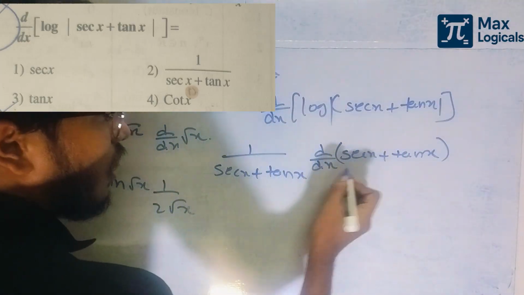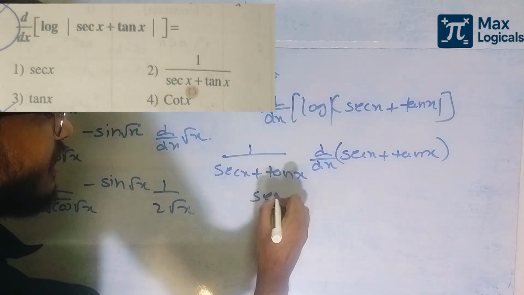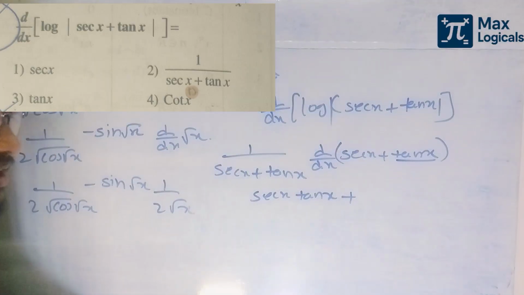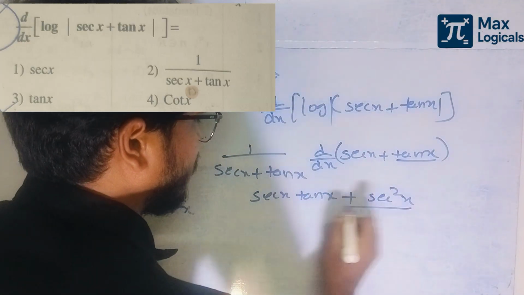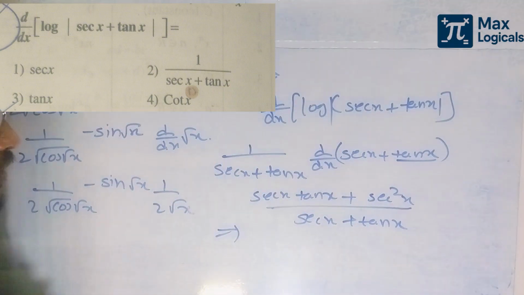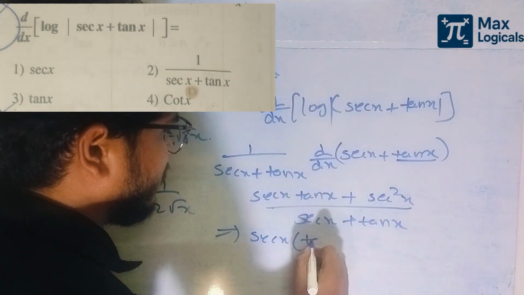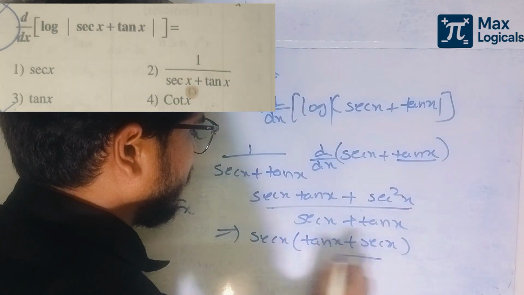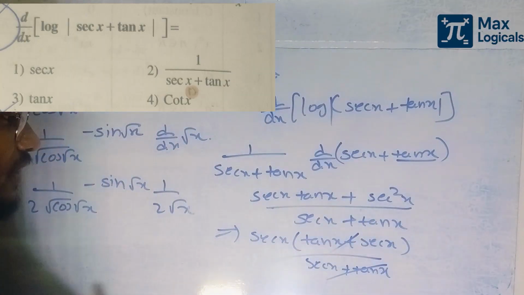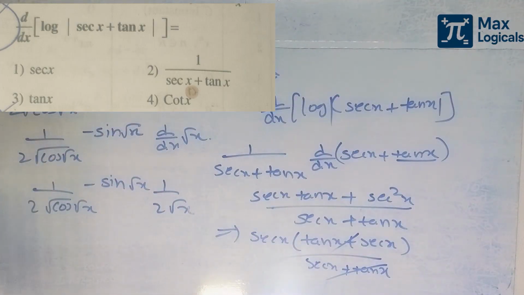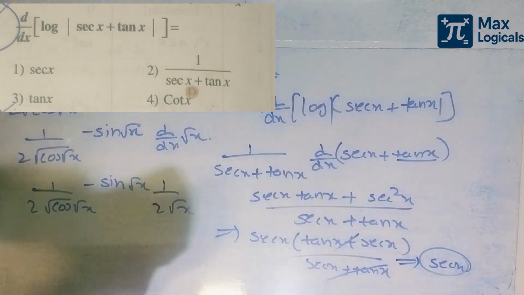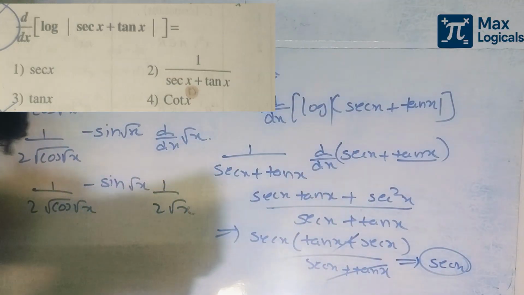We know the differentiation of secant x is secant x tan x, and the differentiation of tan x is secant square x, divided by secant x plus tan x. We take the common secant x, that is secant x times tan x plus secant x, over secant x plus tan x. Here we cancel the numerator secant x plus tan x with the denominator secant x plus tan x. The remaining function is secant x. This is our final answer. Now we check the options. Option 1 is our right answer.